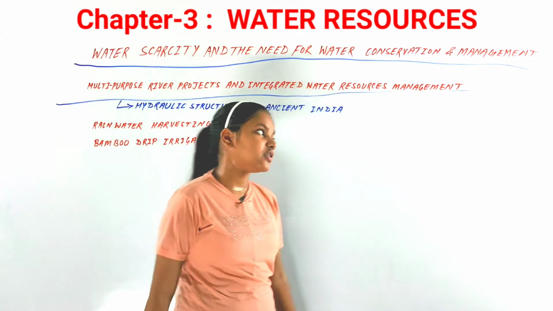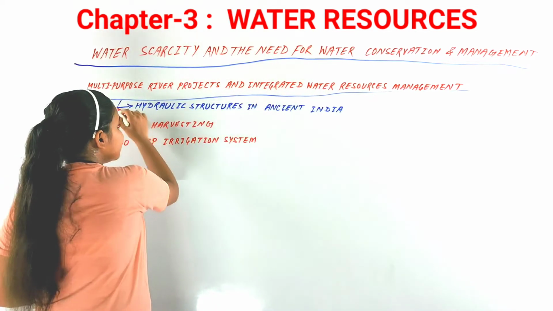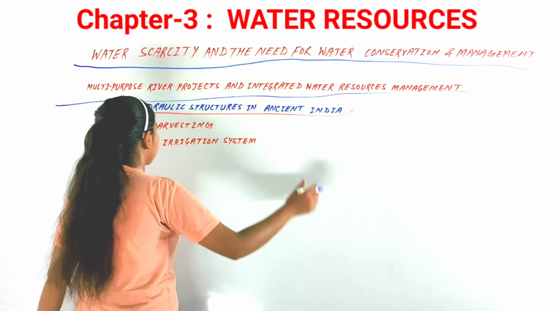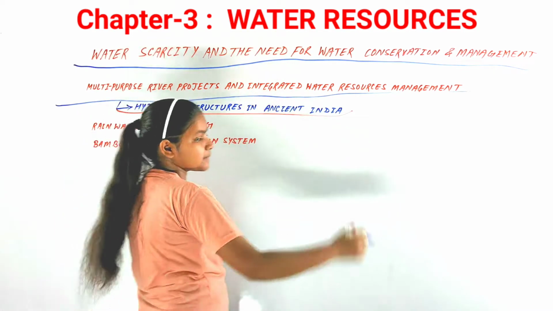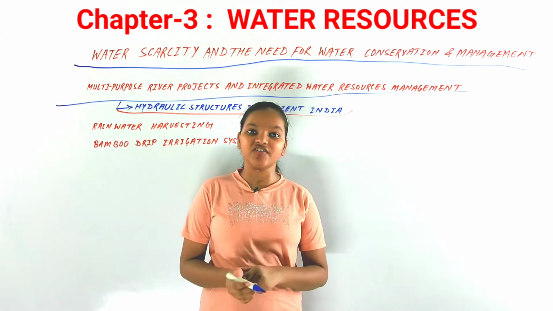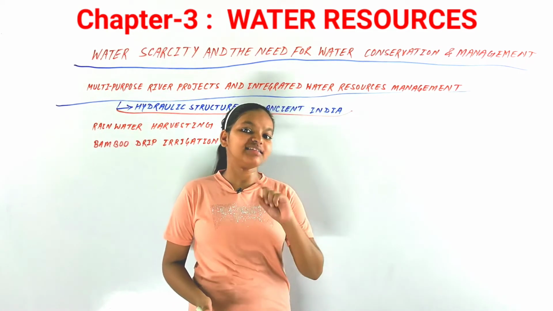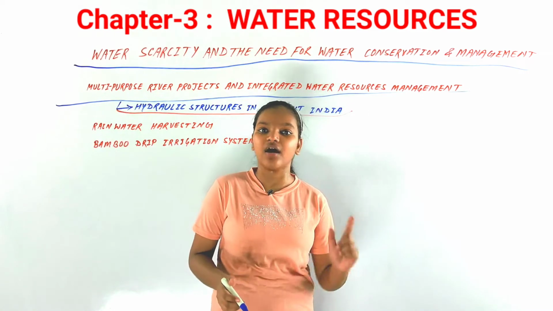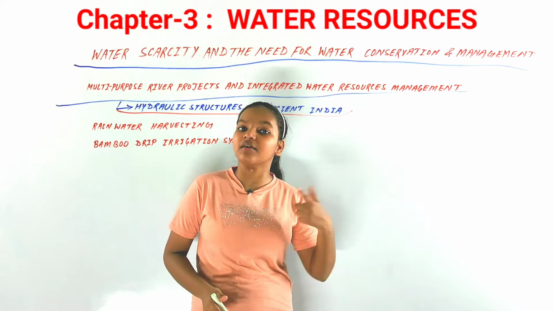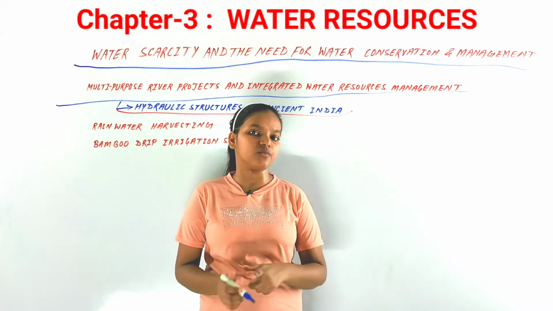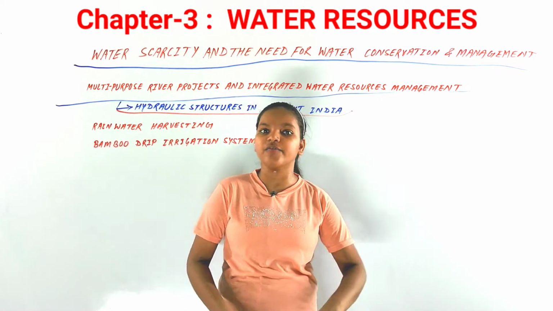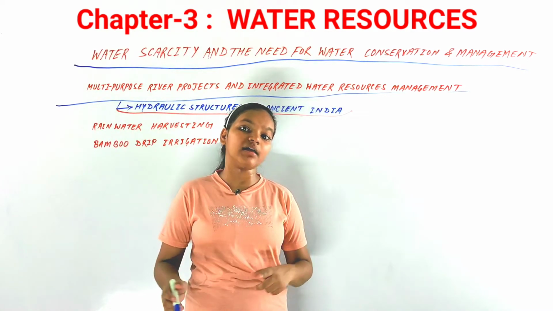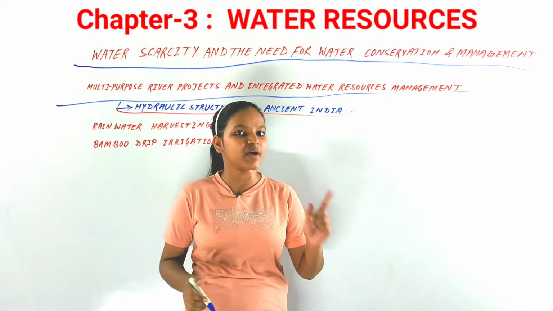Now we have a subtopic, that is hydraulic structures in ancient India. Just as I said, from history we had sophisticated dams built of rubble stones, lakes, embankments, and canals for irrigation as well. So let's discuss some things from ancient India in which there were methods for conservation and, more especially, management of water.